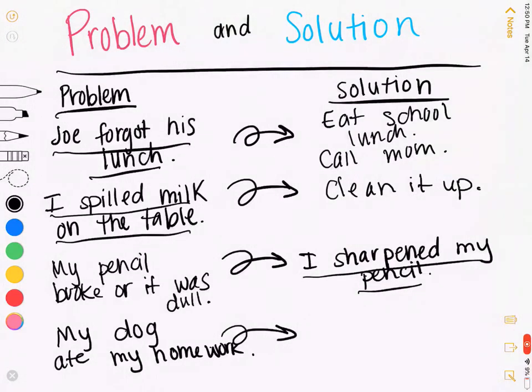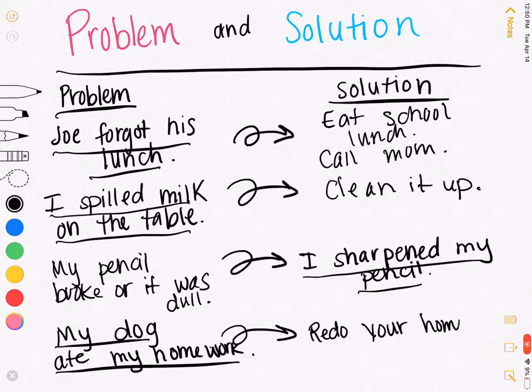Okay, and then lastly, this problem is my dog ate my homework. So if your dog eats your homework, what is something that you could do to solve that problem? Now, obviously, you're probably not going to get your homework back because your dog has just eaten it. So something that you could do maybe is redo your homework if you're able to. Or obviously, you can always talk to your teacher and tell her what happened, okay? And see if she will allow you to do it again.